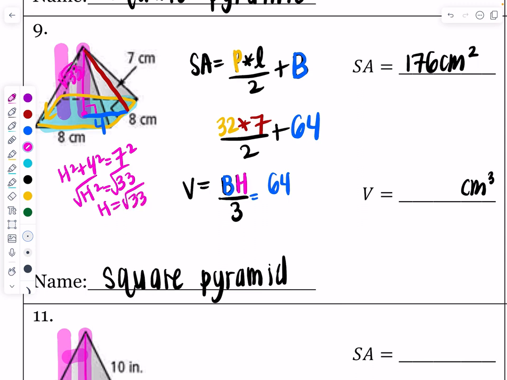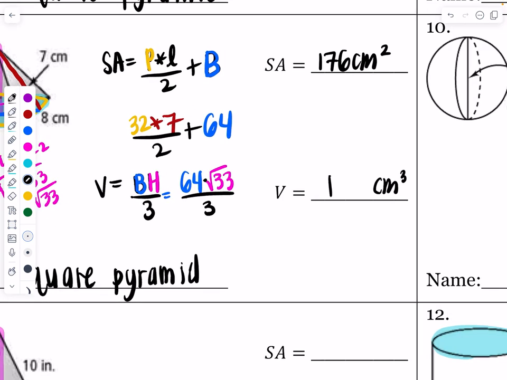So again, I'm not going to round that. I'm just going to multiply it by root 33, and then I'm going to divide by 3. So I'm going to do that in my calculator. I'm going to do the square root of 33, which is about 5.7 times 64, enter, divided by 3. And when you round at the very, very end, that's going to give you 122.6 centimeters cubed. If you rounded it beforehand, that would give you 121.6 centimeters cubed.